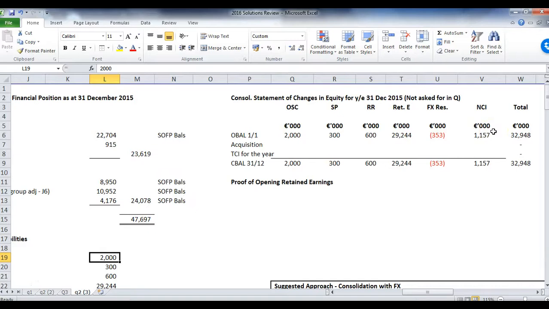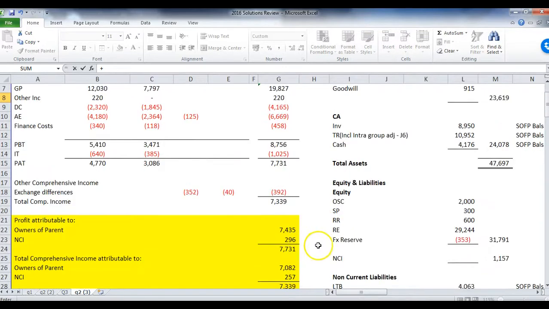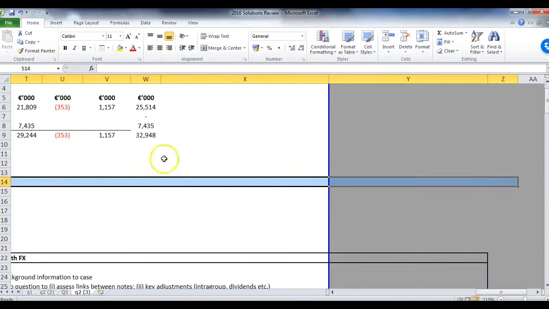And then it's up to you to slot in what movements occurred during the year that will help explain the movements here. Well, one is profits. So the profit that goes in the retained earnings figure is the profit for the parent, 743. So we do not take the total comprehensive income. This OCI goes to its own line. So 743 goes there.